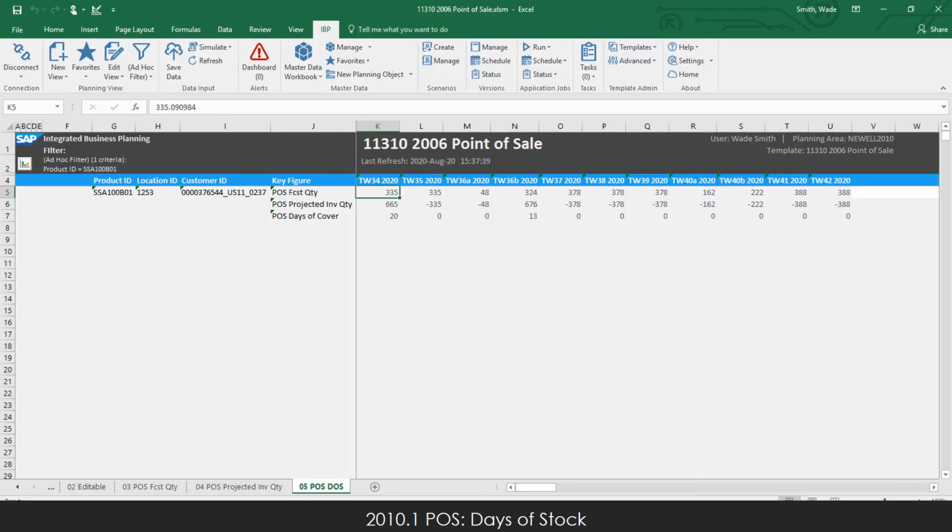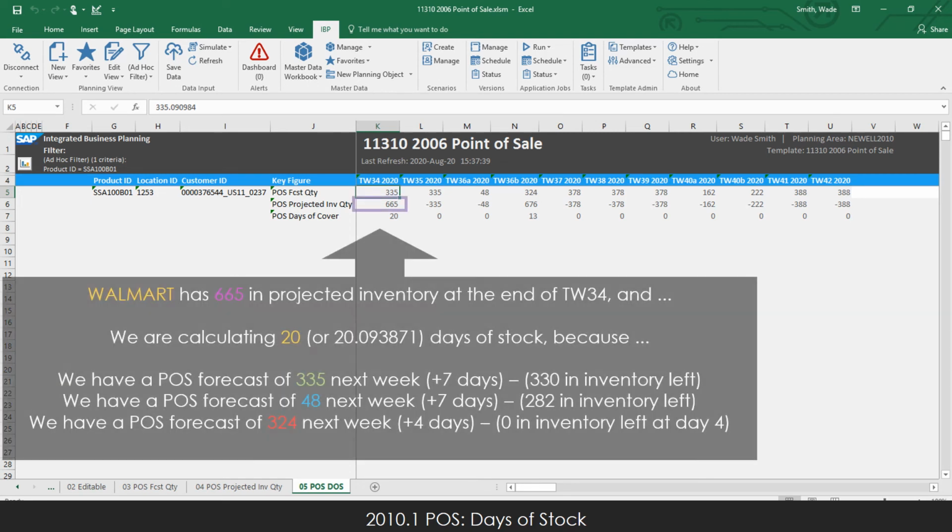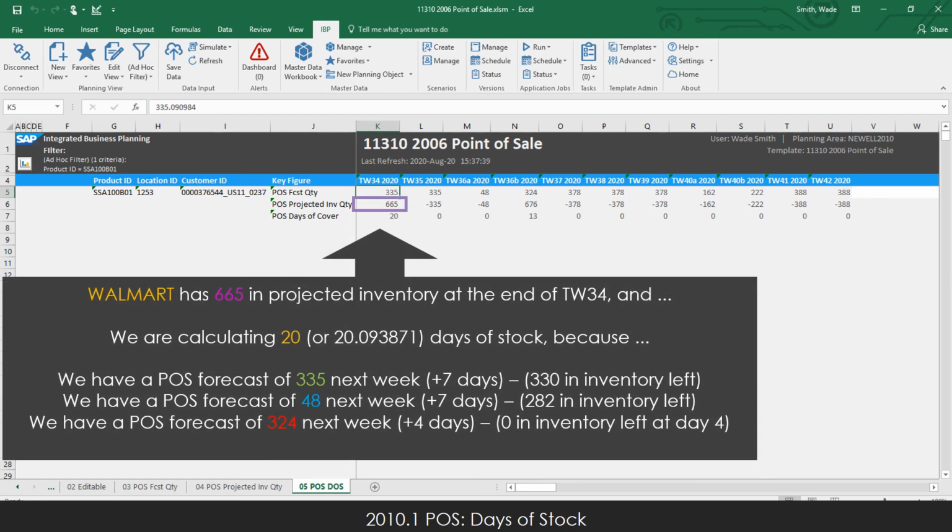Let's practice. Walmart has 665 in projected inventory at the end of technical week 34, and we are calculating 20 days of stock because we have a point of sale forecast of 335 next week, which adds 7 days and leaves 330 in inventory. We have a point of sale forecast of 48 the next week, which adds another 7 days, which leaves 282 in inventory. And then we have a POS forecast of 324 the next week, which adds 4 days and leaves 0 in inventory left.